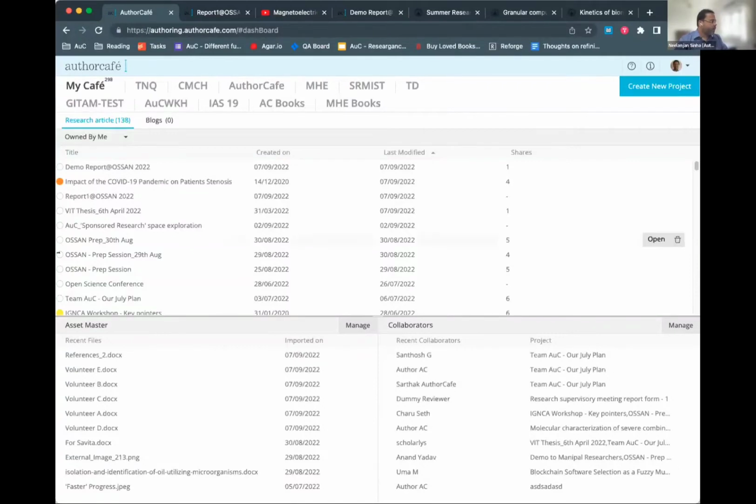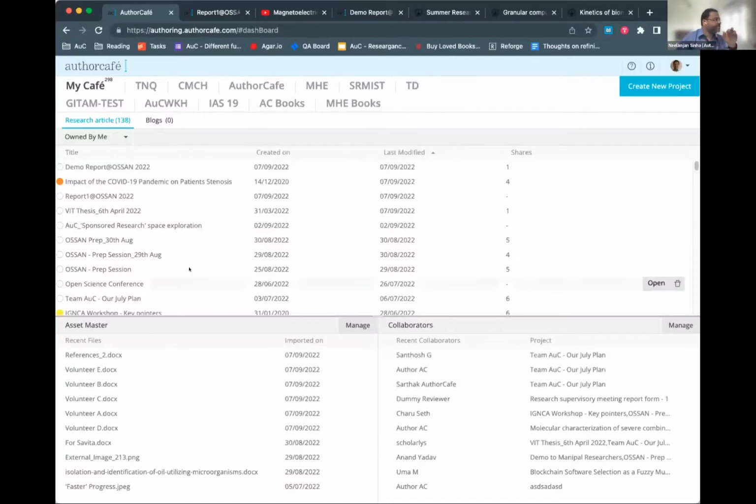So this is AuthorCafe's dashboard. I'm going to skip some of the steps and show you the key parts of the AuthorCafe platform. Like Mamita had described, AuthorCafe is a research writing platform. It's a research management platform, and it also helps institutions or individuals disseminate their work. Right from knowledge creation to finally disseminating it, all of it can be done through AuthorCafe, and how is what we are going to see.